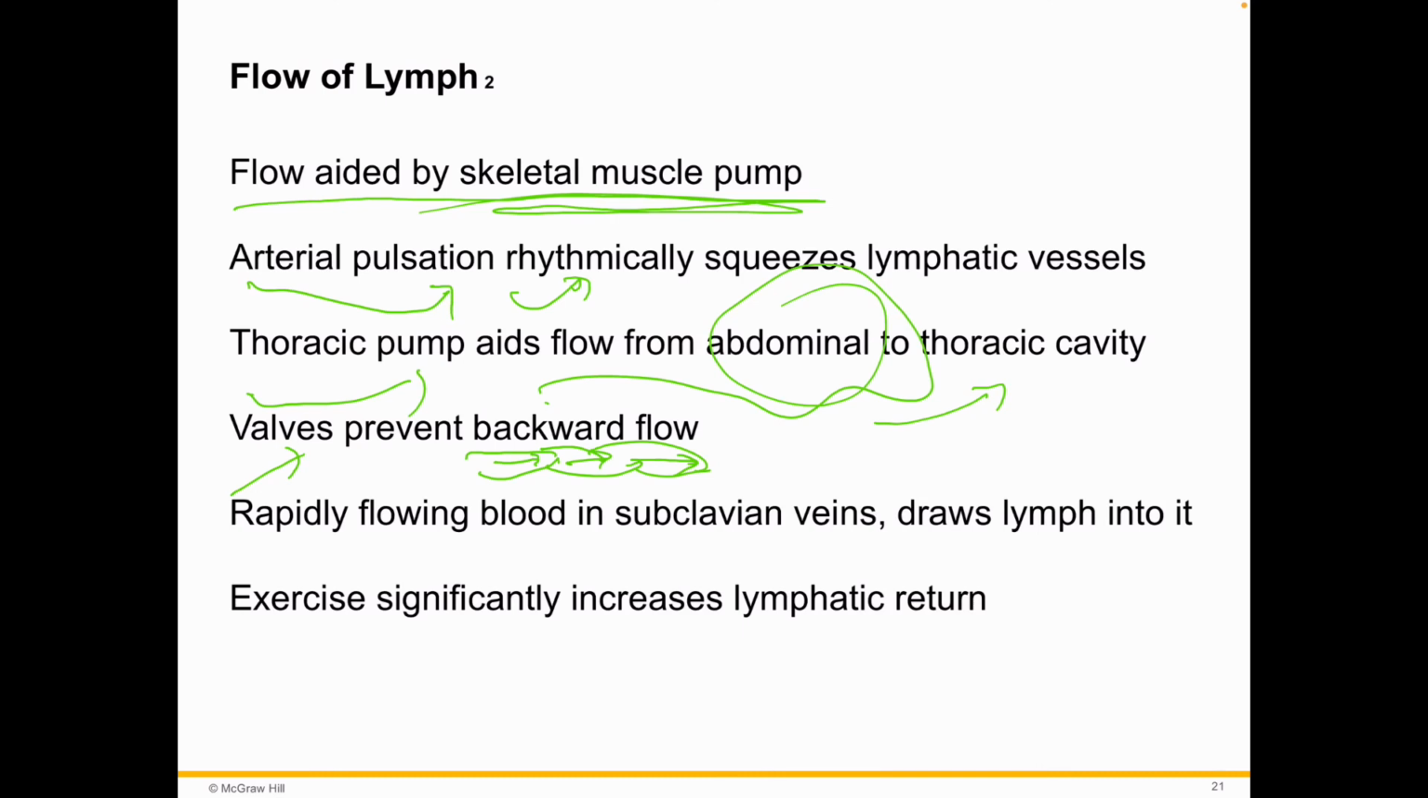Also, there's going to be some adhesion and cohesion type action, because the rapidly flowing blood in the subclavian veins is going to hold on to the water in the lymphatic system. The water in the blood plasma is going to grab onto the water in the lymph and pull it closer together, so there's a capillary type action there. We also talked about exercise, particularly cardio, increasing lymphatic return, but also possibly weights or strength training, anything that causes those skeletal muscles to swell up and get large.